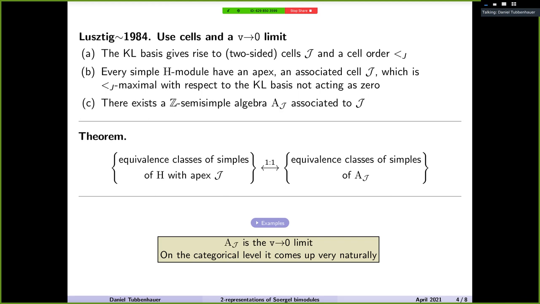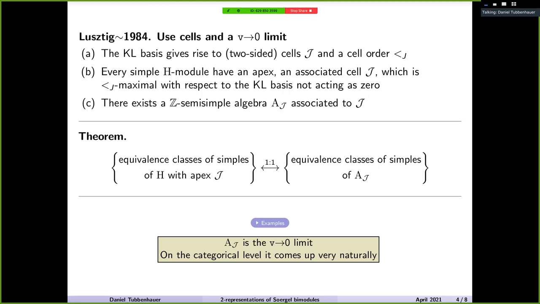But basically, it's a v to zero limit of the Hecke algebra. Basically, it's a crystal associated to the Hecke algebra. Remember, v equals zero is the only parameter that you can't plug into v, because you have v inverse. Well, strictly speaking, there's v equals infinity as well, but it's kind of dual anyway. And this is kind of the crystal.